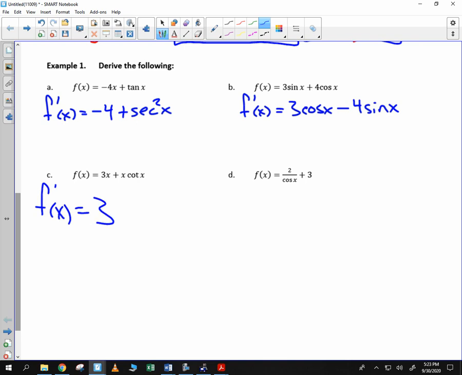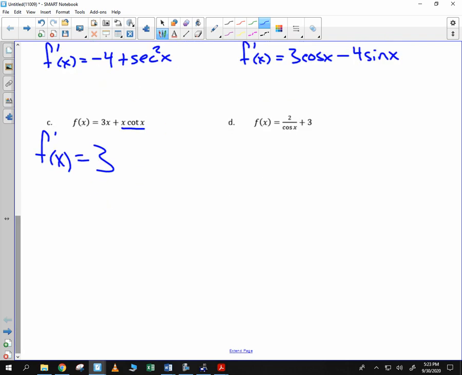3x is 3. But now we have what is referred to as the product rule. And with the product rule, we will take the derivative of, we'll call this f, and we'll call this g. And you remember the product rule is f prime g plus g prime f. So f prime will be 1 times cotangent plus g prime, the derivative of cotangent is negative cosecant squared of x, times f, which is x.